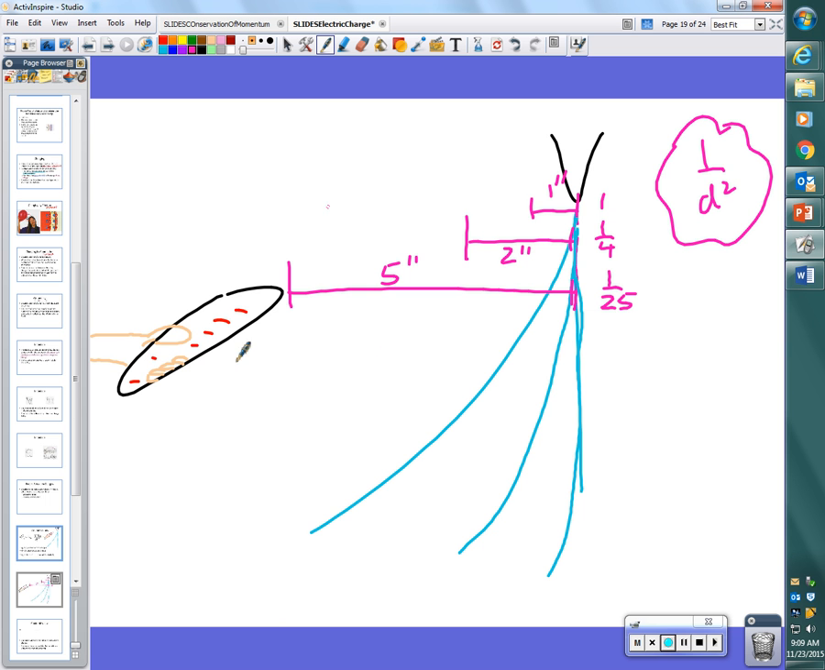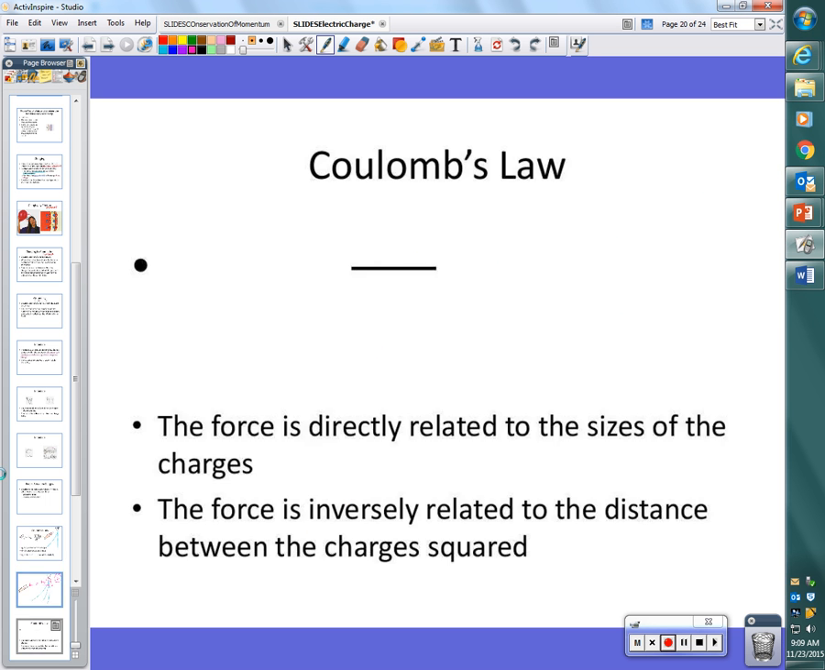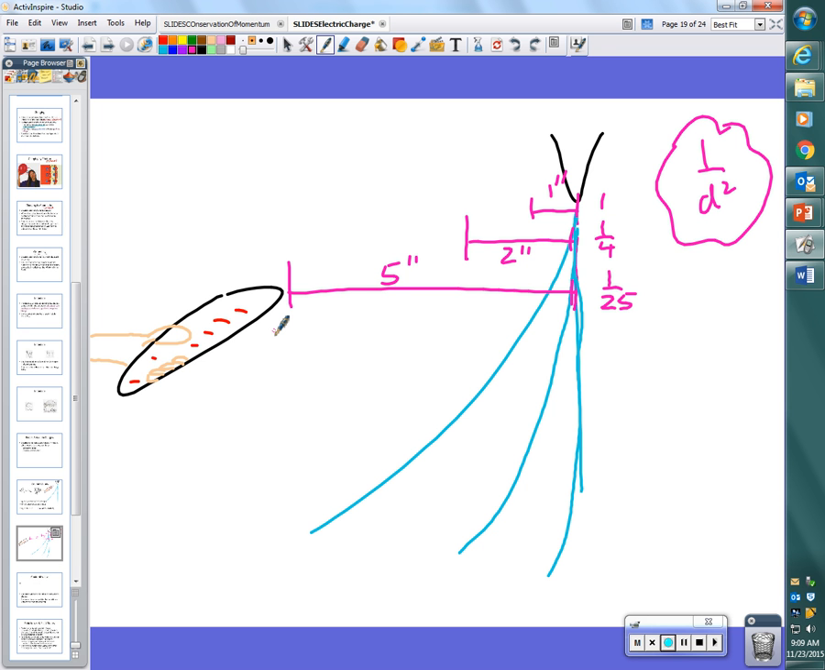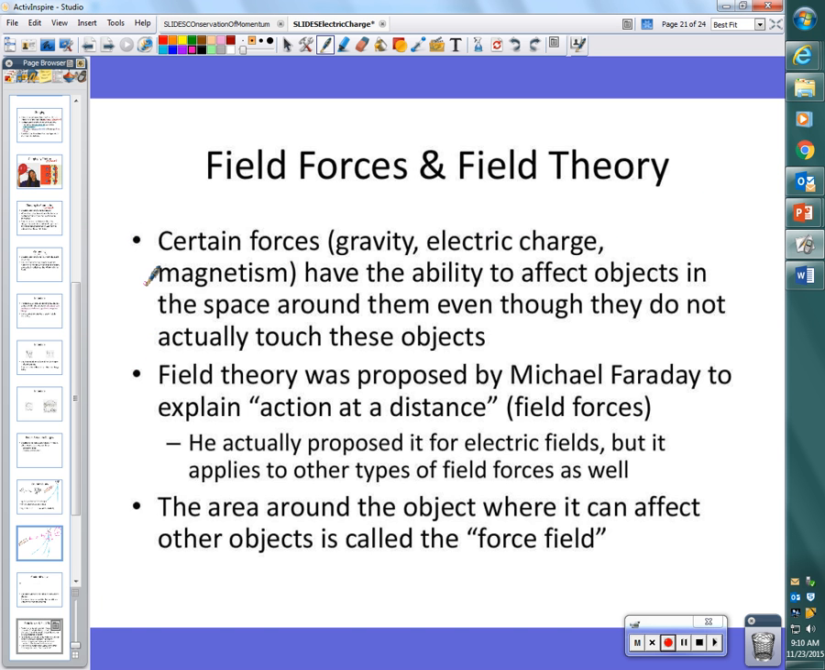All right, good there? But then, right at the end of class, we got into the discussion of field theory, or the idea that the charged rod makes the water stream move even though there is no contact between them. So scientists at the time were like, wait a second, how does that happen? How can we make something move, speed up or slow down, if there's no contact between them? So we had to come up with an explanation for that. And Michael Faraday comes up with this idea of a field theory.